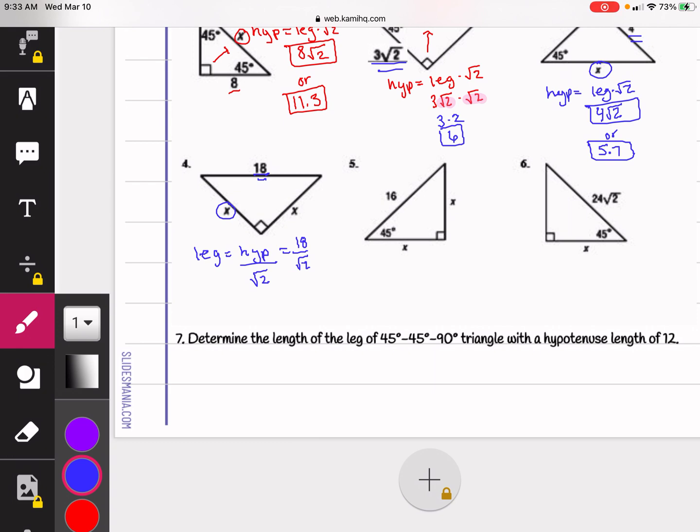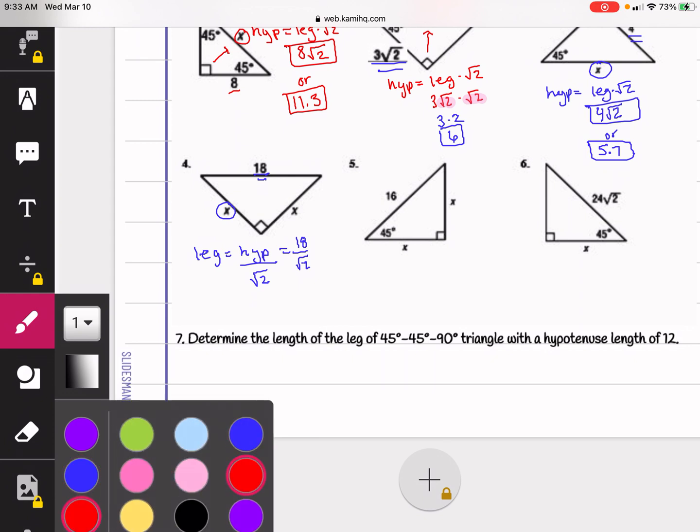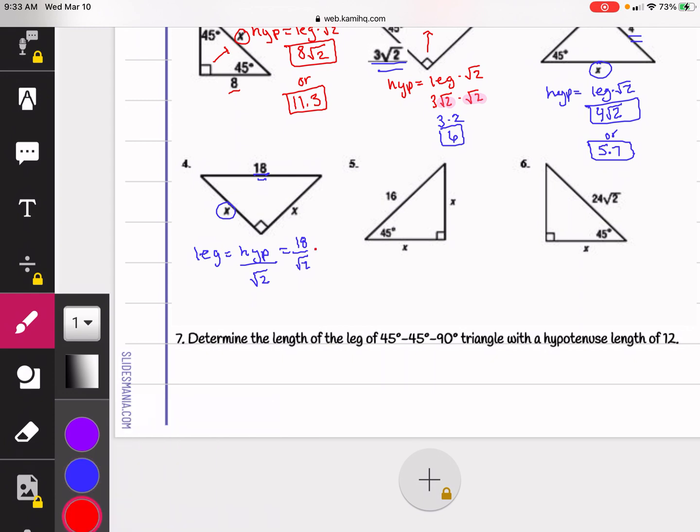So to get rid of square root of 2 on the denominator, what you do is you multiply the numerator and denominator both by root 2. The reason you can do that is because root 2 over root 2 is equal to 1. So you're not changing your question, you're just making it look different.